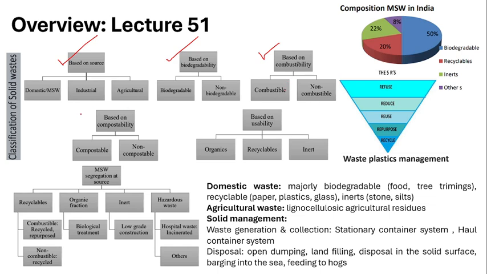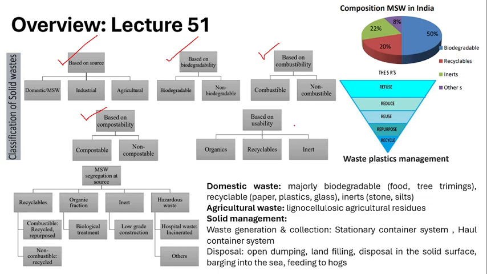Then we check the compostability of the waste, whether it is compostable or non-compostable. With the help of microorganisms, we can produce a very good compost rich in organic content that can serve as fertilizer for crop growth. We can also use earthworms. Earthworm-based composting is another type of composting, called vermicompost, which is also very good manure for crop growth. So based upon compostability, it is categorized into compostable or non-compostable.